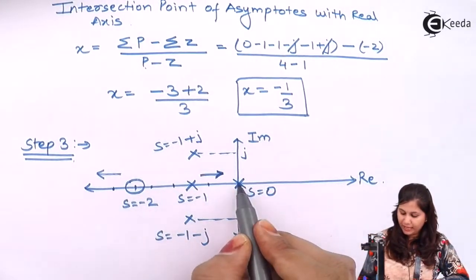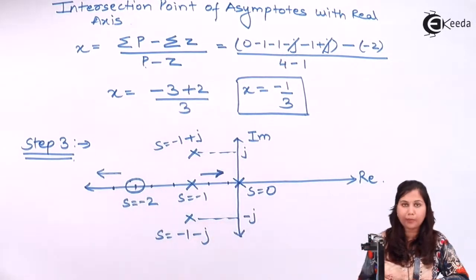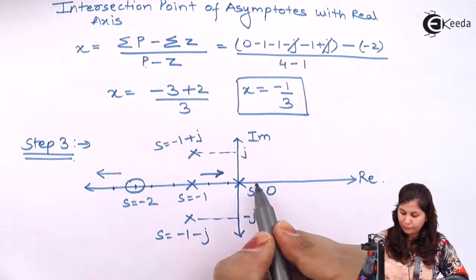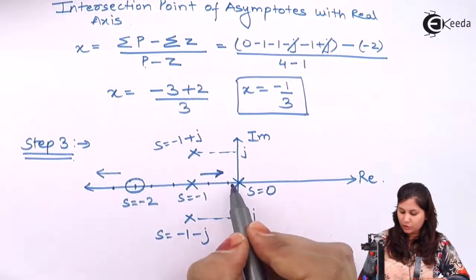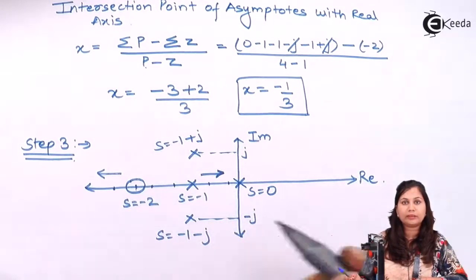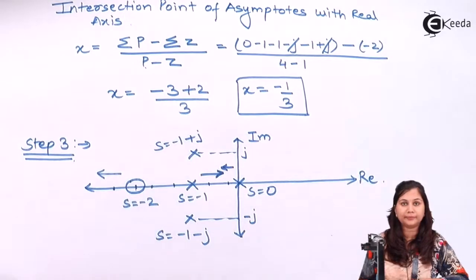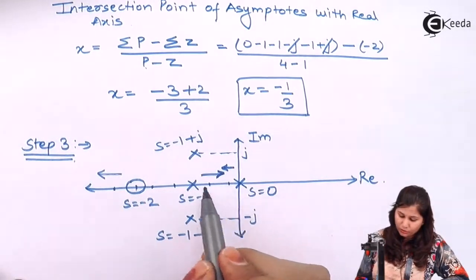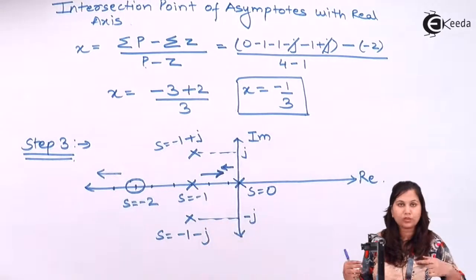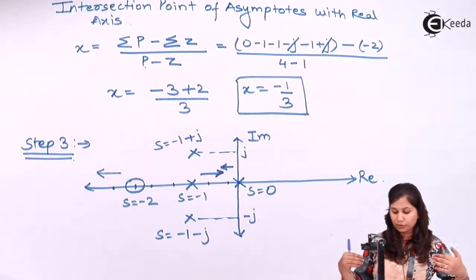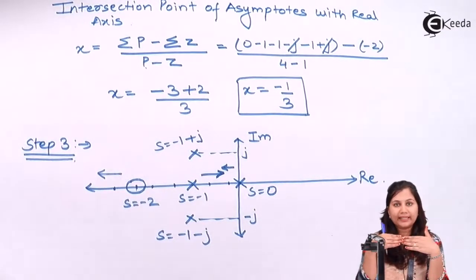Now here, for this pole if we check, take a point here. The number of poles and zeros is odd, that is 1. So the direction of root locus will be towards this point, that is here. So for this pole and this pole, we have the direction of root locus towards each other. So the branches from these two poles are going to coincide at a point.